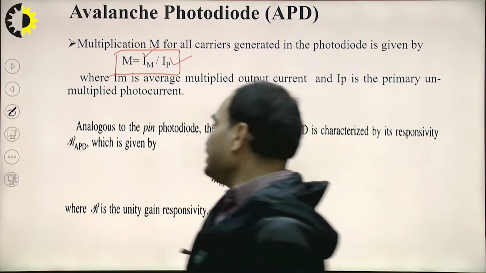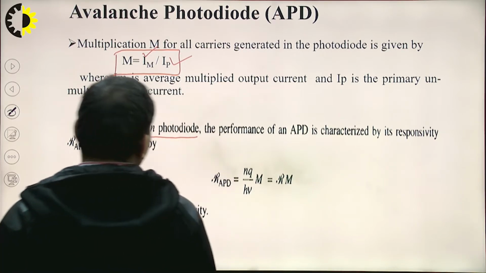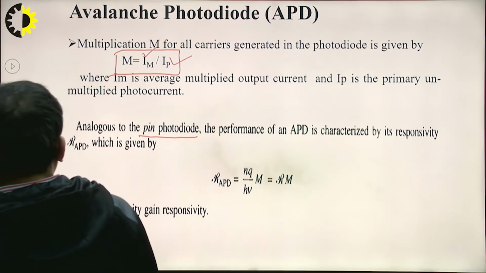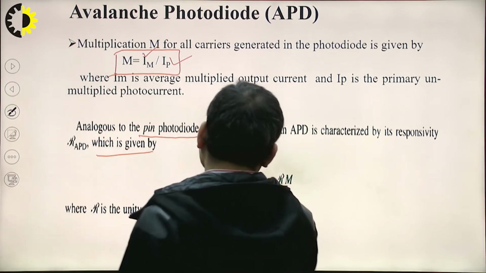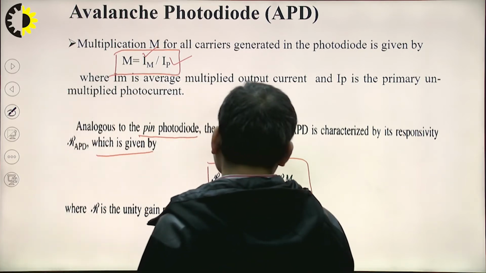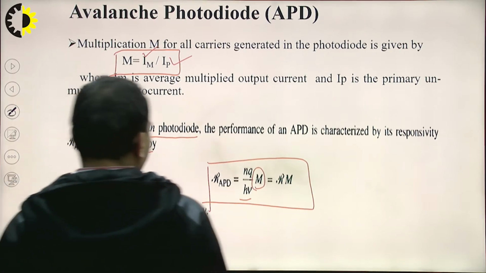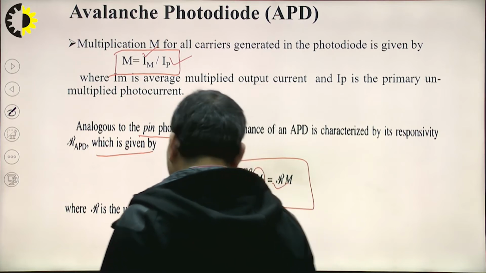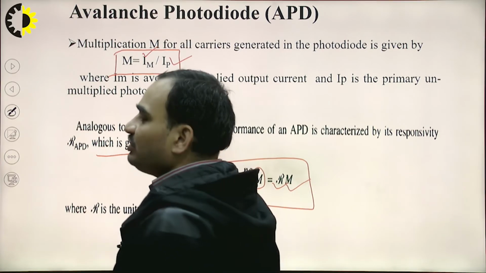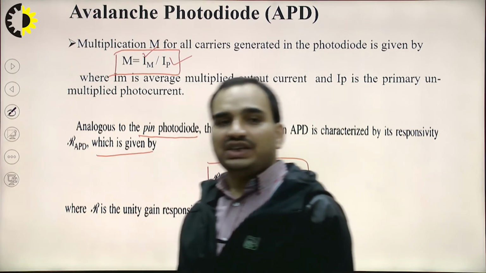So this is analogous to the PIN photodiode, and the performance of an APD, that is avalanche photodiode, is characterized by its responsivity, that is RAPD, which is given by eta q by h nu into the multiplication factor, that is M. Or we can write it as the unit gain responsivity multiplied by the avalanche multiplication factor, capital M, where R is the unity gain responsivity.